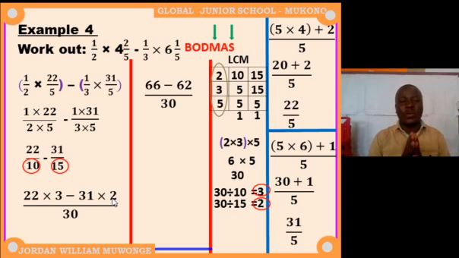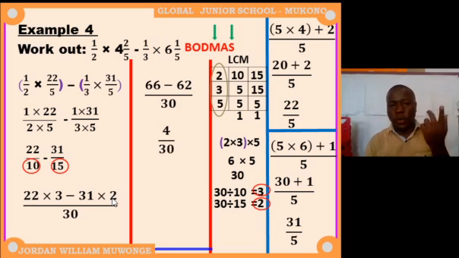What's the result? What's the difference? Can someone speak to us? Yes, please, Balaba. 4. Thank you so much. Boys and girls, we shall get 4 out of 30.